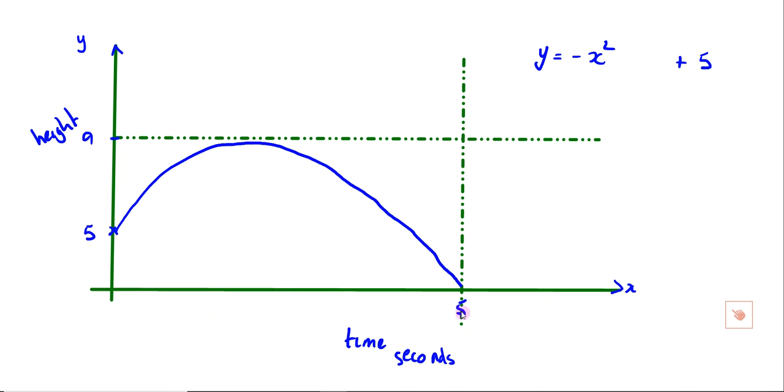We do know the vertex here is at something... we've got a y value of 9. And we've got an intercept at 5, 0, not 0, 5. So we've got a coordinate here at 5, 0, and we've got another coordinate at 0, 5.